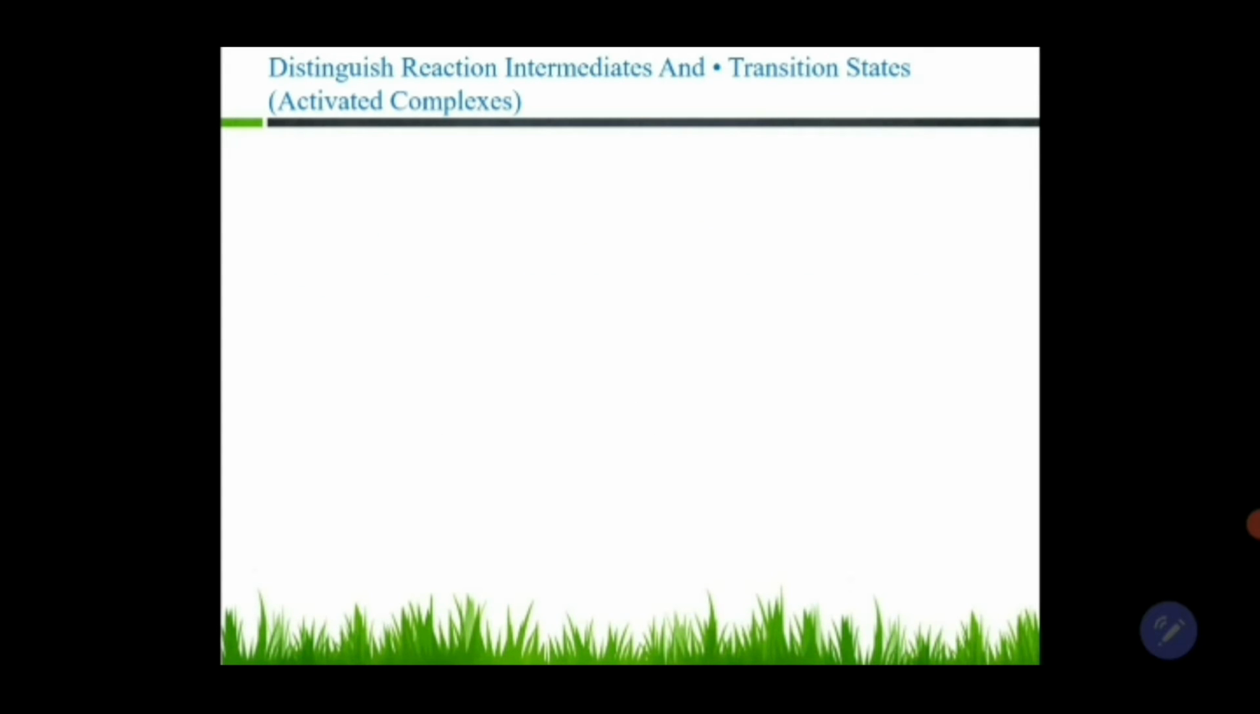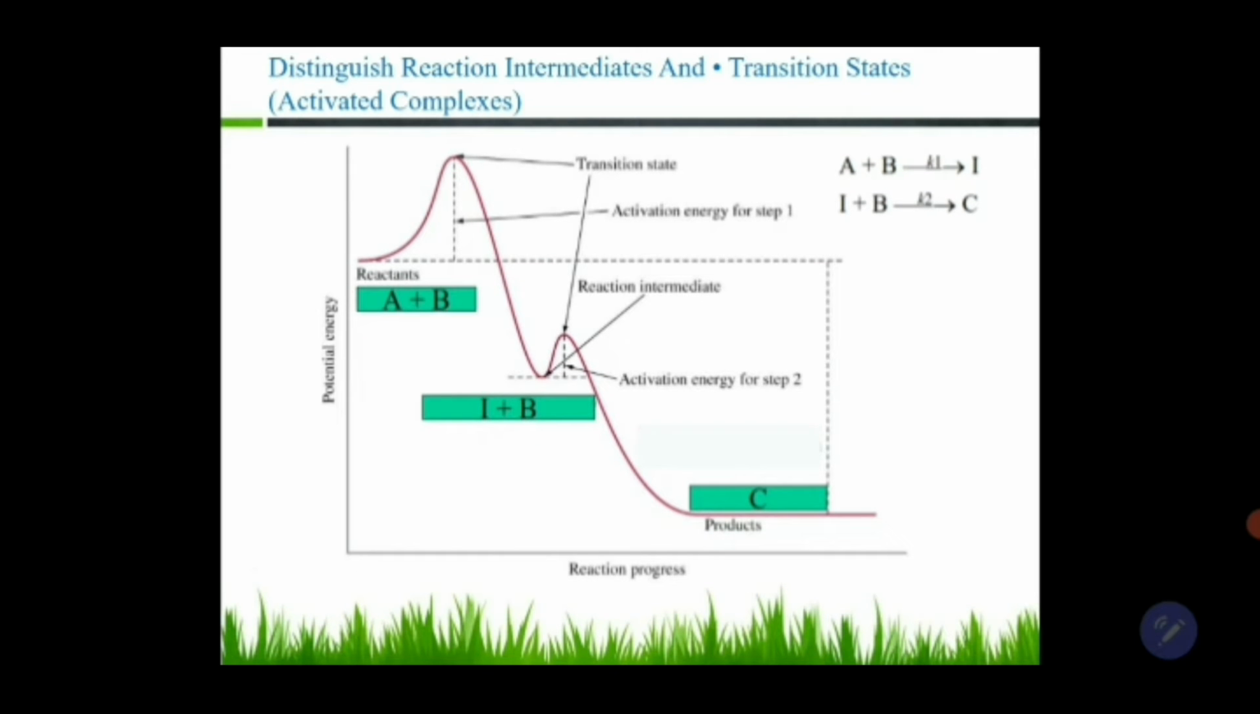Then a very interesting question is, how do you distinguish between the transition state and the intermediate? Suppose you take this reaction, just like in the previous case: A plus B gives an intermediate, and the intermediate and B react to give C. If you plot the energy profile diagram, it is like this: A plus B represents this area, this represents the reaction intermediate, and this area represents the products. Whereas these two are the transition states and this is the intermediate.